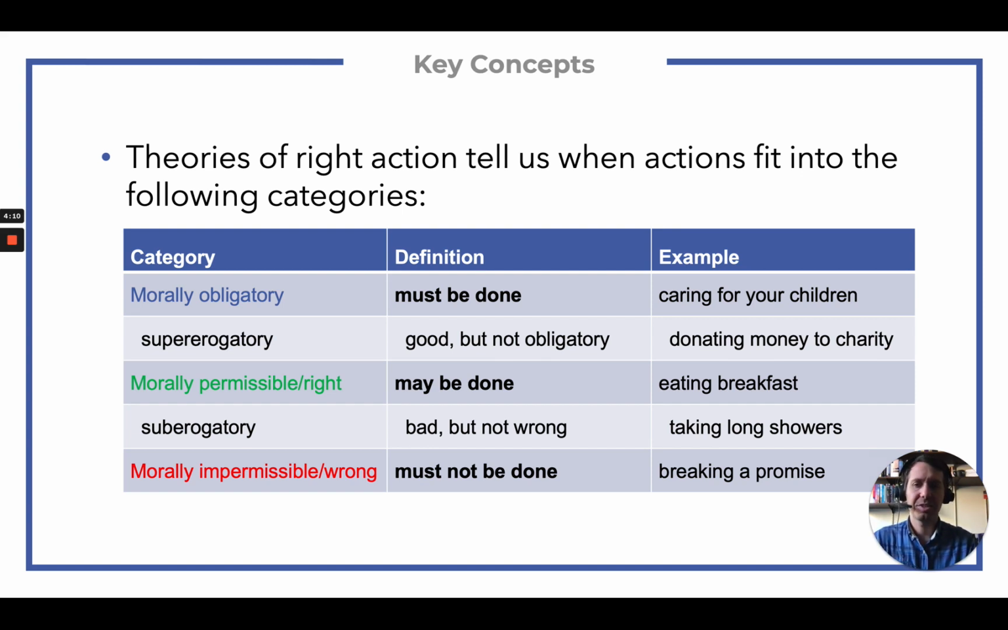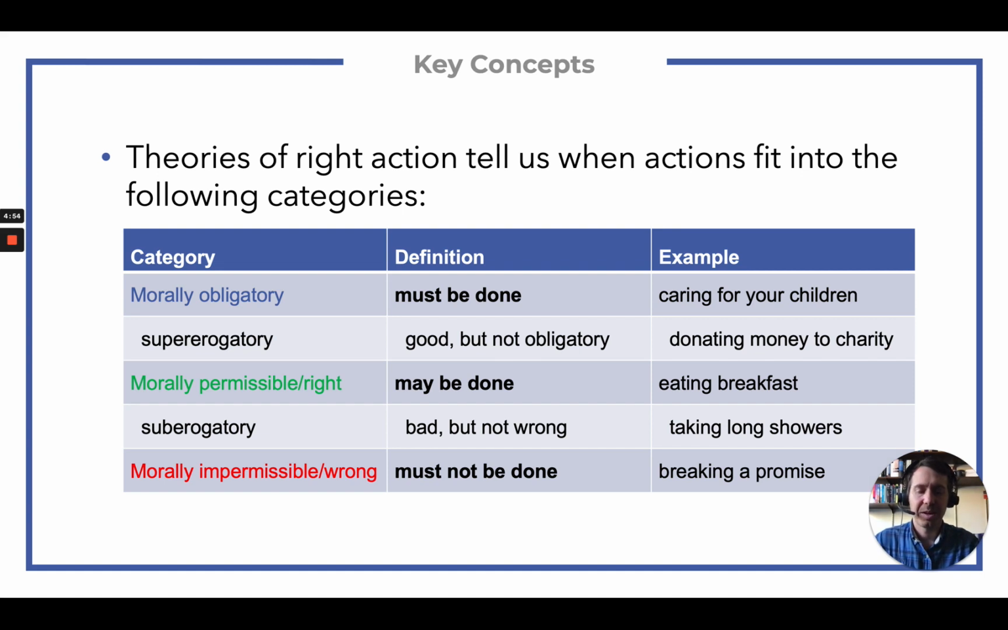As far as permissible actions go, those are the sorts of actions that may be done, but don't have to be done. So something like eating breakfast is a morally permissible action. You can do it, but you don't have to, and we don't think you're better or worse for having eaten breakfast or not. And then finally, there are the morally impermissible or wrong actions. These are the kinds of actions that must not be done. An example of this might be breaking a promise. If someone asks you to do a thing and you promise them to do it, then it would be wrong for you to break that promise. In the ordinary case, there might be exceptions, but generally that's wrong.